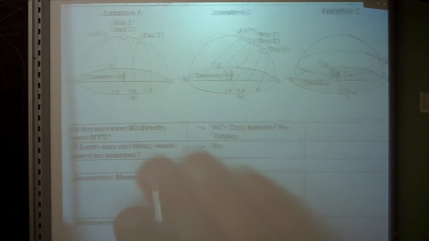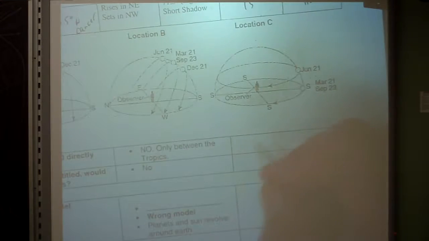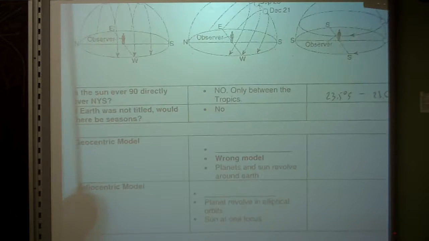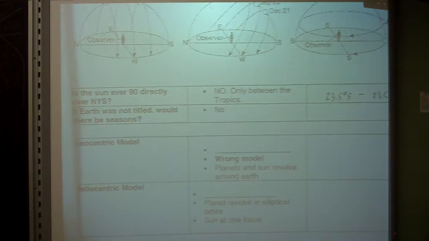Is the sun ever 90 degrees over New York State? No. It's only between 23.5 degrees south and 23.5 degrees north. Okay? If the Earth was not tilted, would there be seasons? No. In fact, if the Earth was more tilted, the seasons would be even more exaggerated.